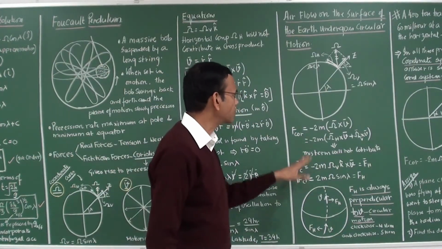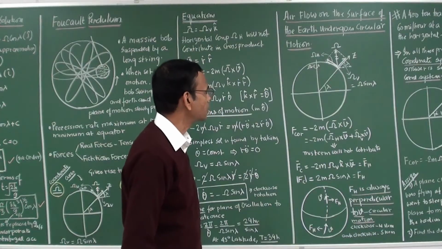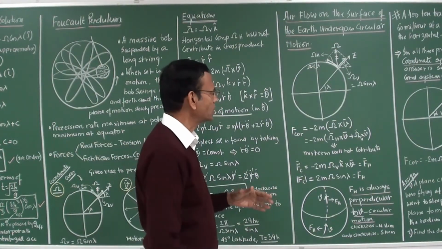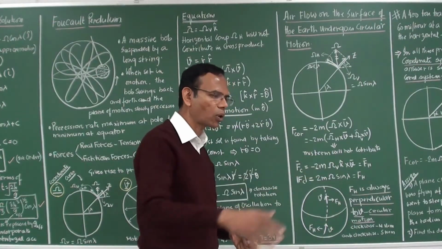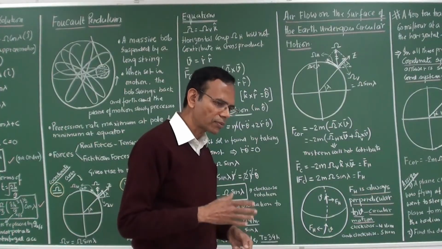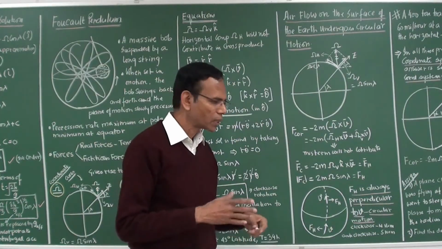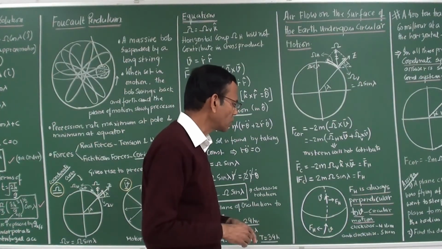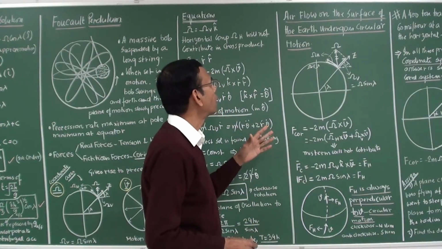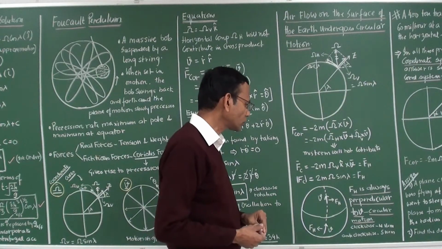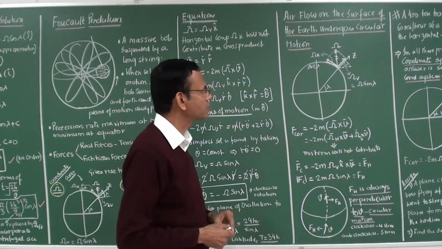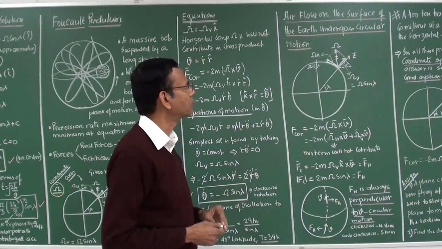So this is another example of how the winds move on the surface of the earth and how they form a clockwise motion or a circular motion, which gives rise to a rotation of the wind along the surface. So this is also a very interesting problem or example.